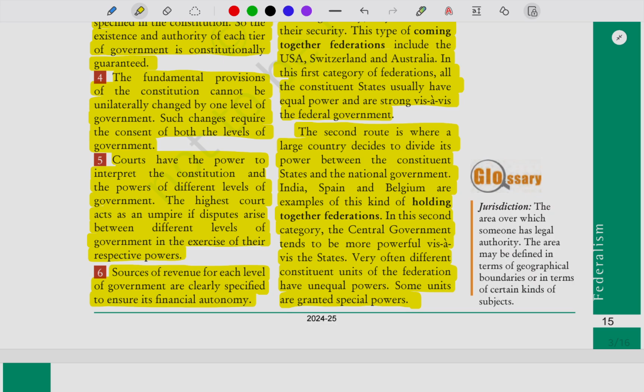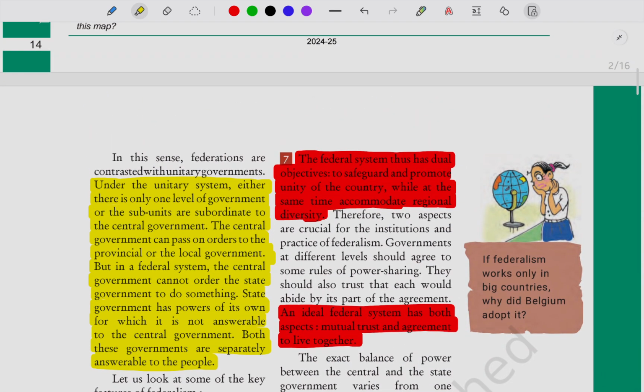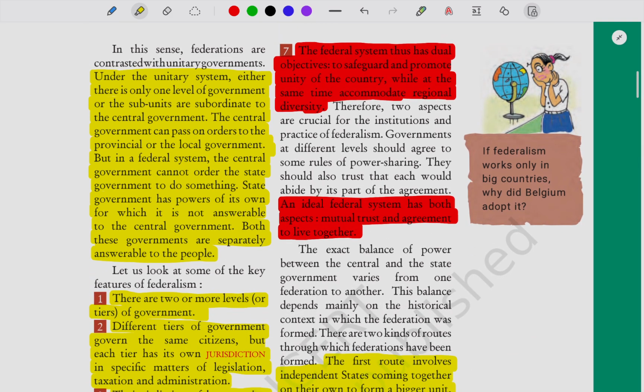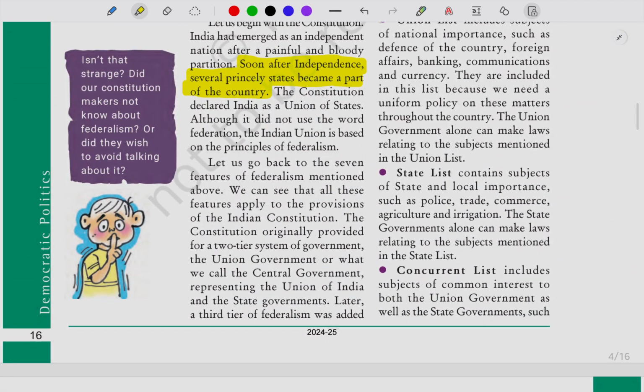And what else? Sources of revenue for each level of government are clearly specified to ensure financial autonomy. Yes, that also works. And the two objectives of federalism also work in India. That's why India is a federal country. We can see that all these features apply to the provisions of the Indian Constitution. The Constitution originally provided a two-tier system of government: the Union government, or what we call the central government, representing the Union of India, and the state government.